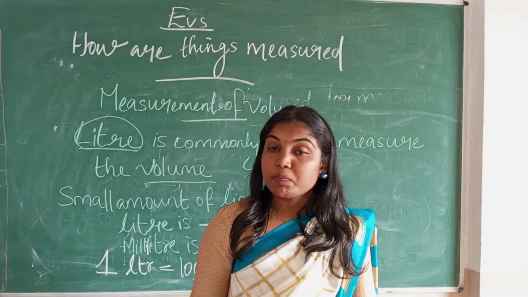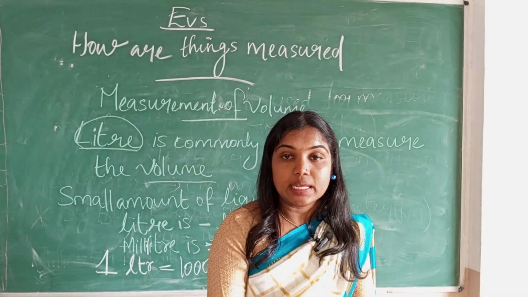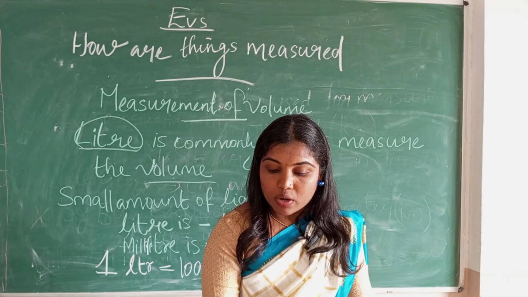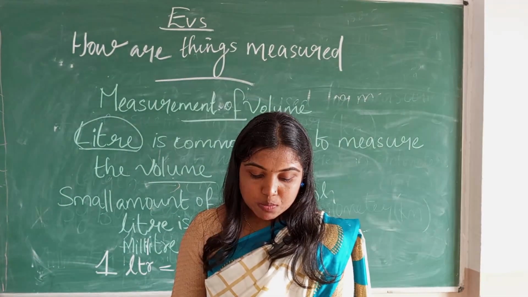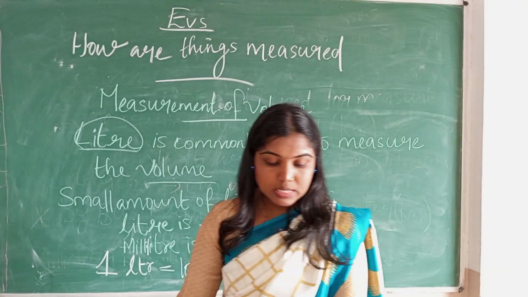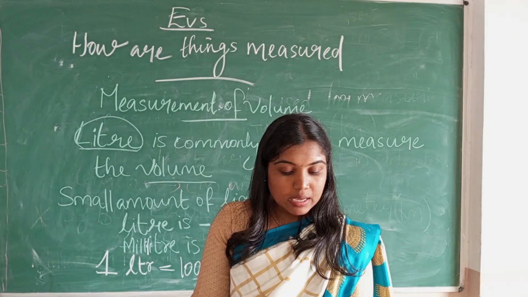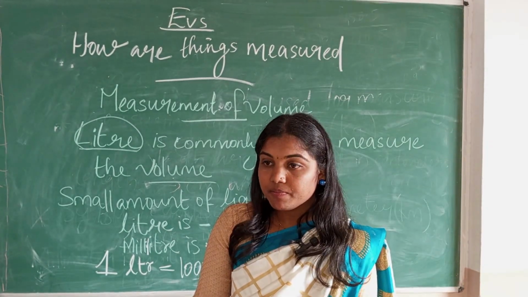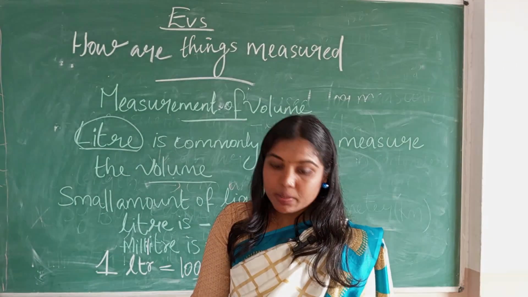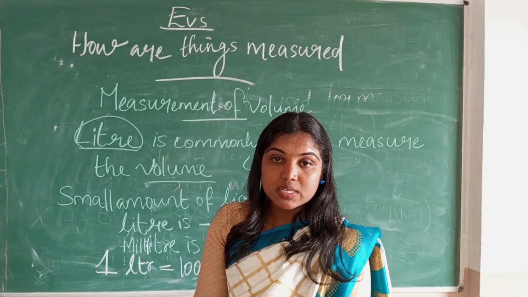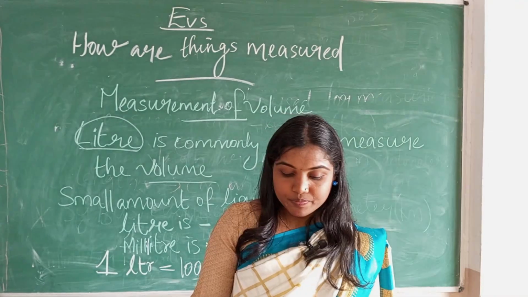So we use special instruments like measuring cylinders marked in milliliters and liters to measure volume of liquids. Liquid is poured into these jars and volume is measured by reading the marking on them. You might have seen your milkman measuring the milk using a special mug-like vessel while giving you milk. Yes, ma'am.